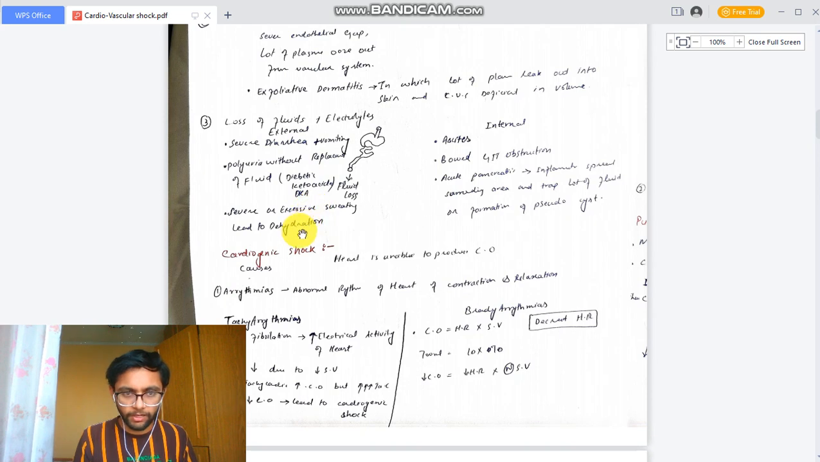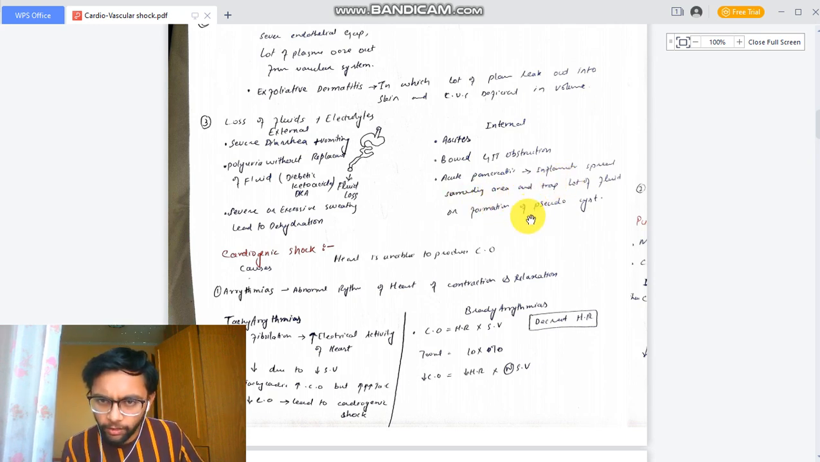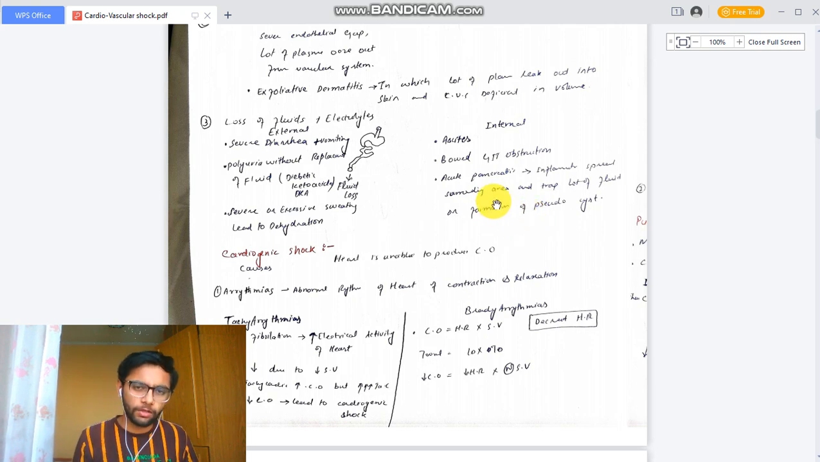Severe or excessive sweating leads to dehydration. Internal causes include ascites and GIT obstruction. Acute pancreatitis leads to inflammation spreading, swelling the area and trapping a lot of fluid, with formation of a pseudocyst. The pseudocyst also contains fluid, which leads to hypovolemic shock.